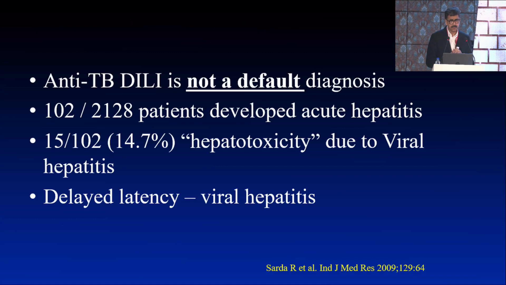You know, most people use any raised AST and ALT elevation whilst the patient is on anti-TB drugs as a default diagnosis of DILI, but this is incorrect, particularly in our country. There is a very good study from All India Institute of Medical Sciences, and I like this study very much. 14 or 15% of the hepatotoxicity was actually due to viral hepatitis, and most of the viral hepatitis was caused by hepatitis E followed by hepatitis A. So always, when you have raised AST-ALT in patients on anti-TB drugs, please do at least 2 tests: hepatitis E virus as well as hepatitis A virus.